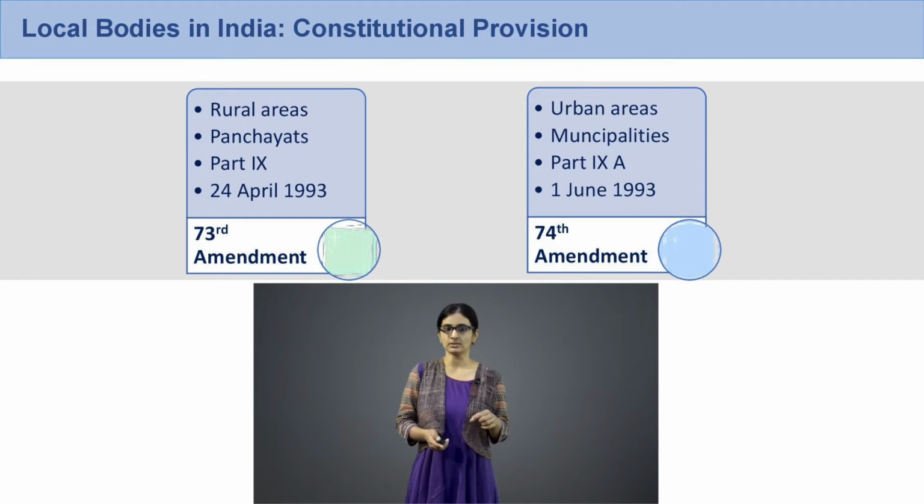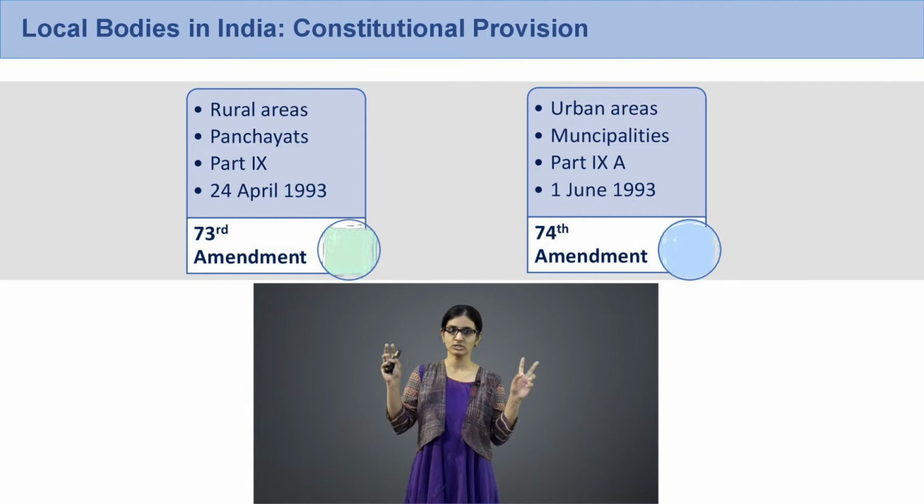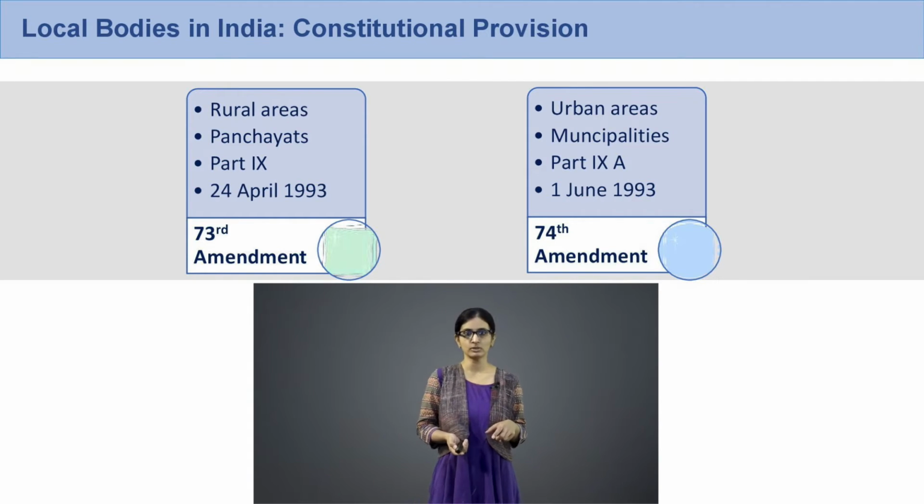Both these amendments added two new parts to the Constitution of India. The 73rd Amendment added Part 9, which was titled Panchayats for rural local bodies, and the 74th Amendment Act added Part 9A titled Municipalities for urban local bodies. Both these acts are attempts to recognize the third level of India's federal democracy.